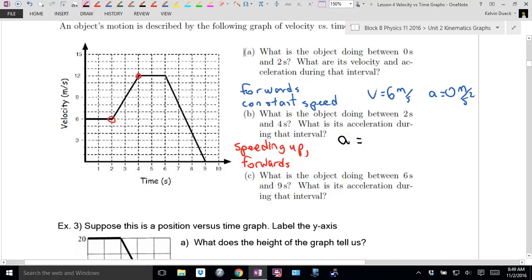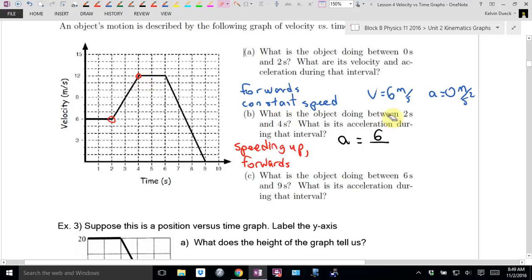How can I find the acceleration? Where is the acceleration going to appear on a velocity versus time graph? Looking for a word that begins with the letter S and rhymes with Pope. So let's go rise over run. 12 high, 6 high, 6 over. This one's got a little nicer numbers.